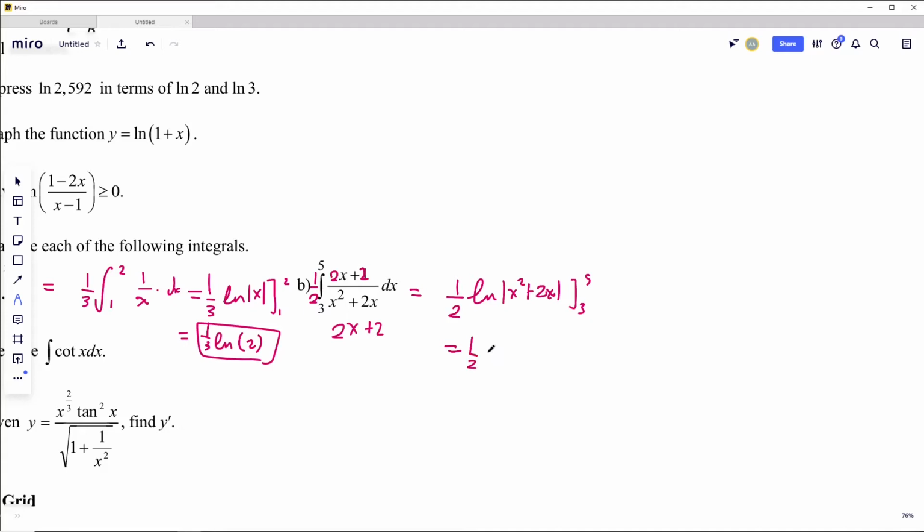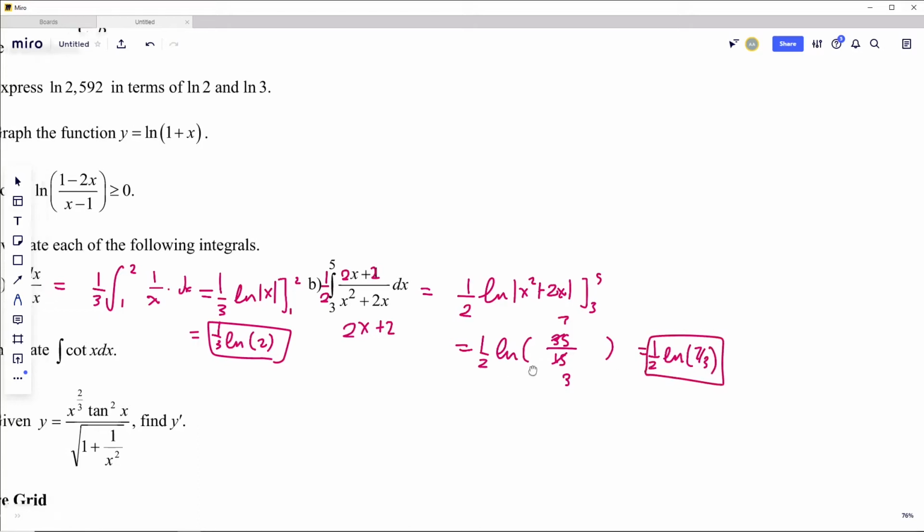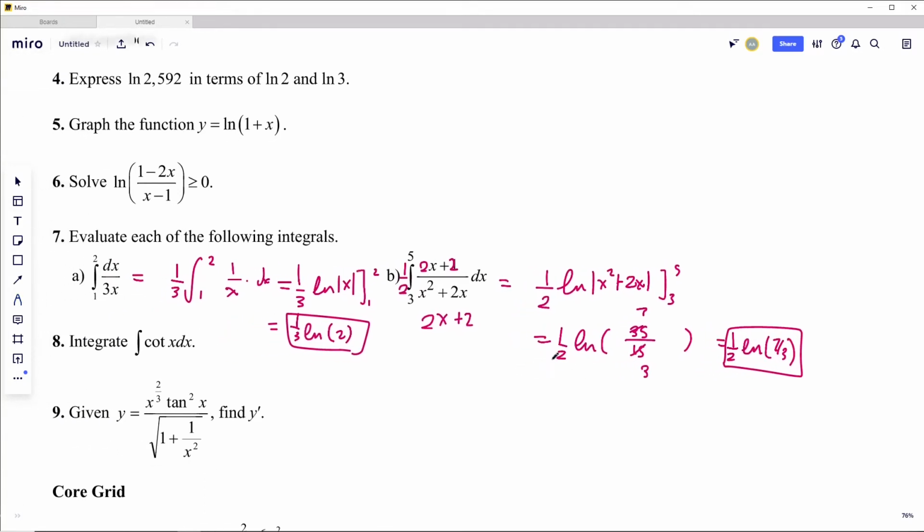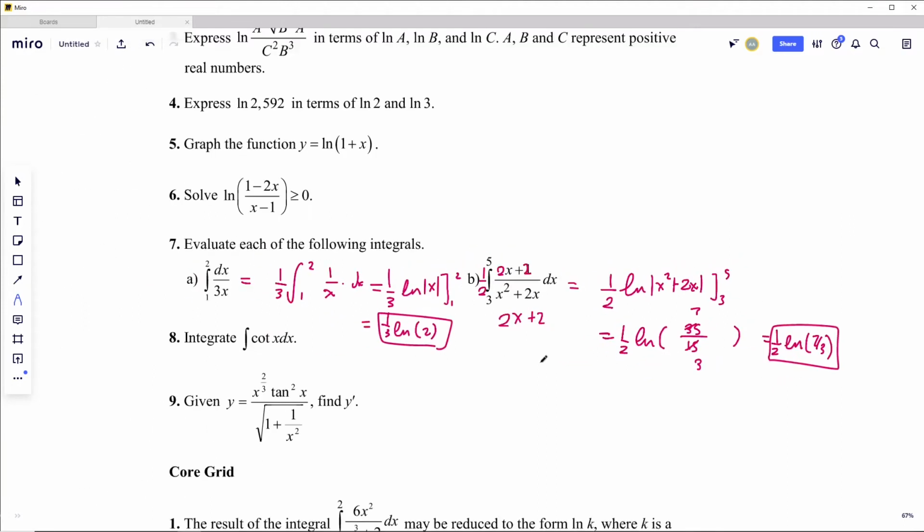So half ln, I'm gonna do the same as the previous one. I'm gonna divide immediately, put this answer over this answer. So 5 squared gives you 25. 25 plus 2 times 5, that's 35. 25 plus 10. 3 here, 9 plus 6, that's 15. Cancel these, 5, 5, 7, 3. Yeah, so you get half ln 7/3. Put the half inside, keep it outside, it's fine. If they want just one ln of something, then you know what to do. Put the square root, and yeah.